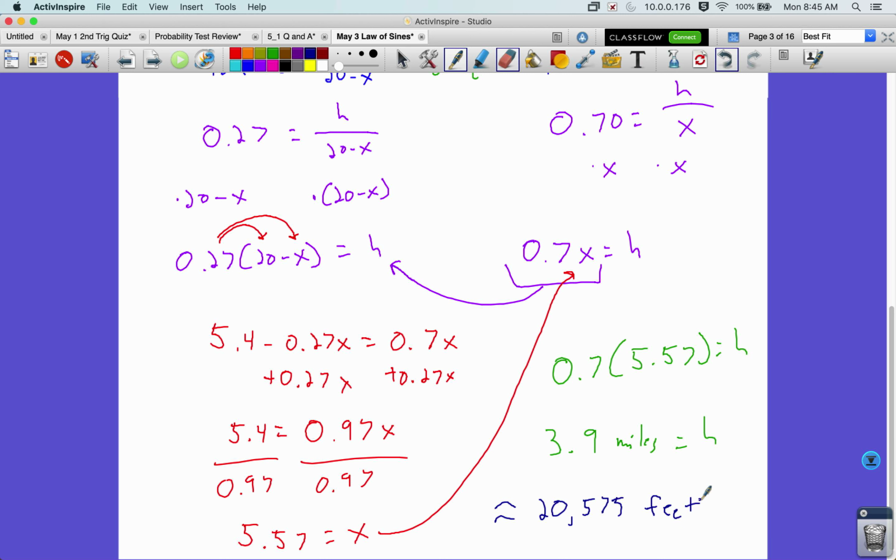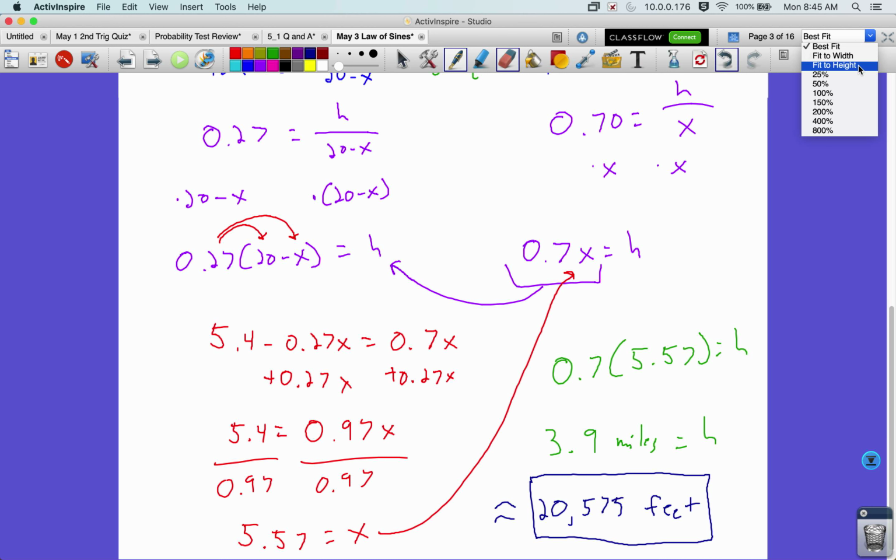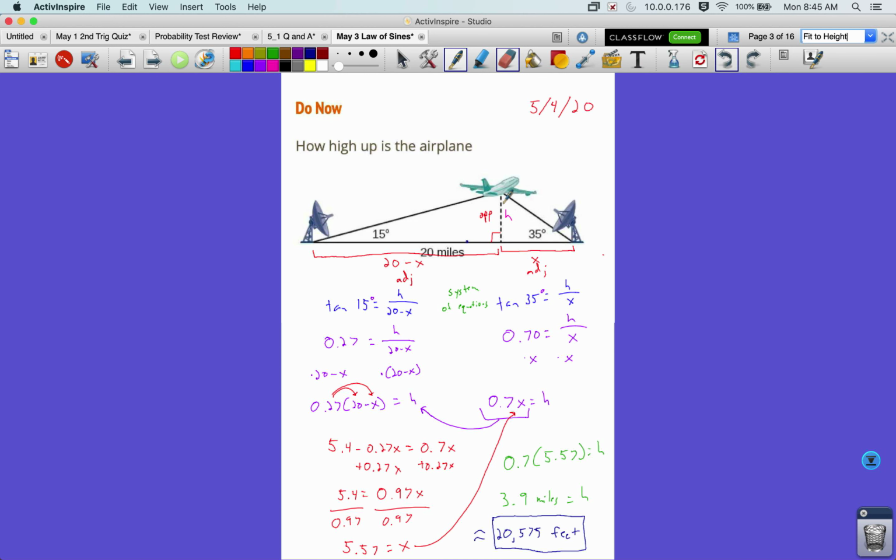I think airplanes can go much higher than that. I think they can go up to 30,000, at least the big ones. So pretty realistic problem here. A way we can use basic right triangle trig to calculate the heights of airplanes if all you've got are some dishes on the ground.